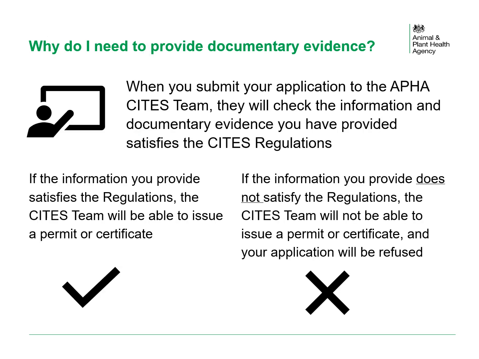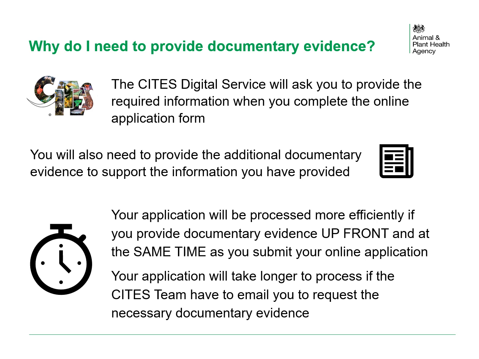When you submit your application to APHA, the CITES team will check that the information and documentary evidence you have provided satisfies the CITES regulations. If the information you provide satisfies the regulations, the CITES team will be able to issue a permit or certificate. If it does not, the CITES team will not be able to issue a permit or certificate and your application will be refused.